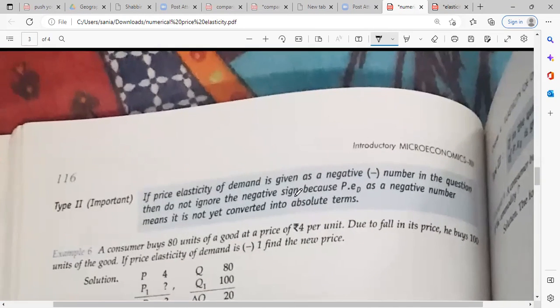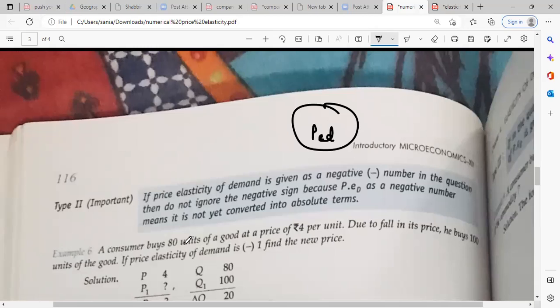Very, very important. Second is, if price elasticity of demand is given as negative. See, if I have given you PED. Earlier you were finding PED, but now PED is given to you in a negative form. So what you will then do is not ignore the negative sign. Remember, you don't have to ignore it. So let's just see one question.